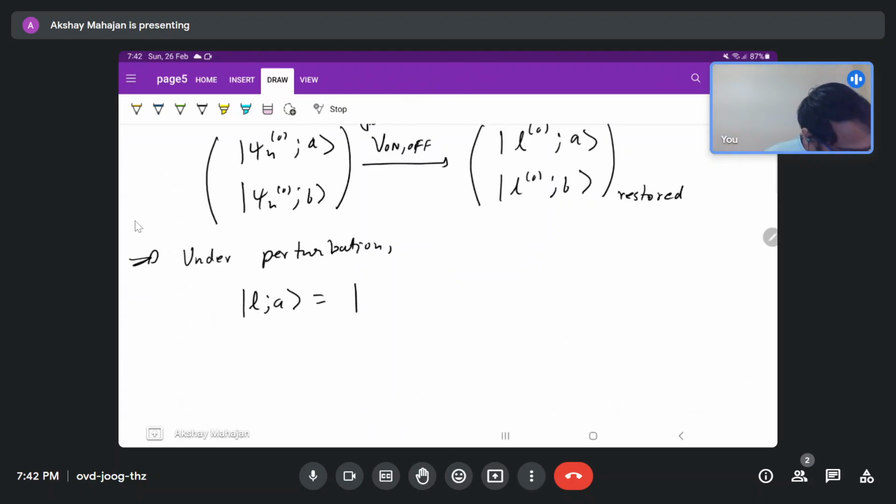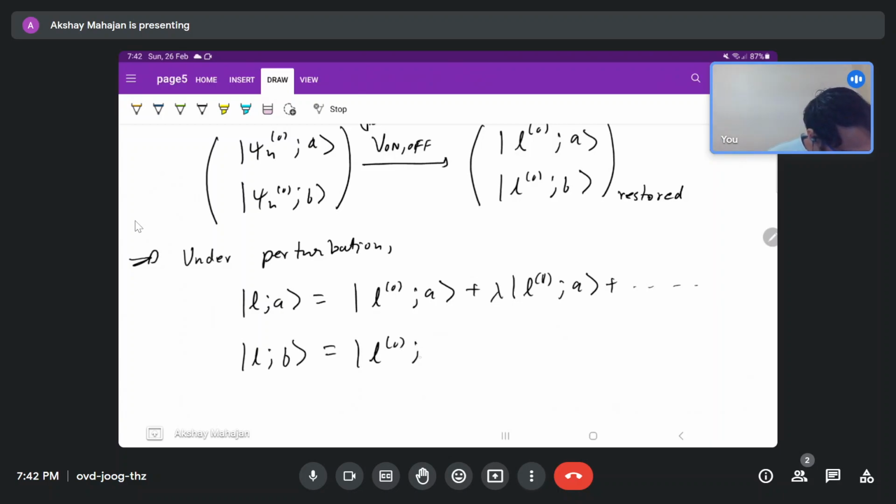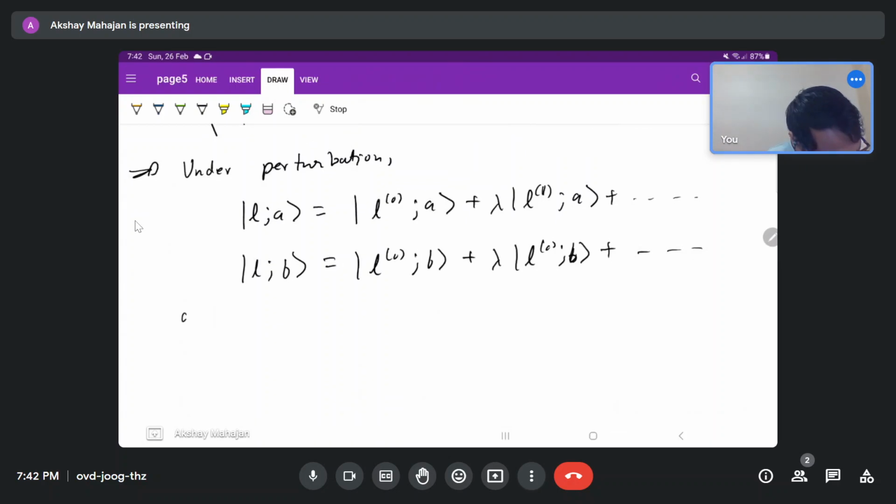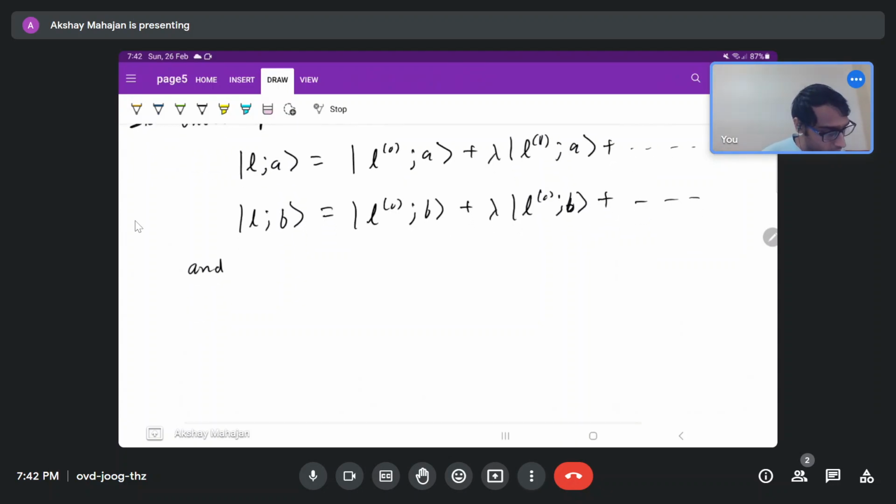Now, because of this perturbation, Lψ_A will be equal to this plus lambda times the first order of A, and so on. Similarly, my B state will be equal to the 0th order of B plus lambda times the first order of B, and so on. Instead of remembering the formula, I'm just going to solve it. If you just have two states, instead of remembering, you can solve.